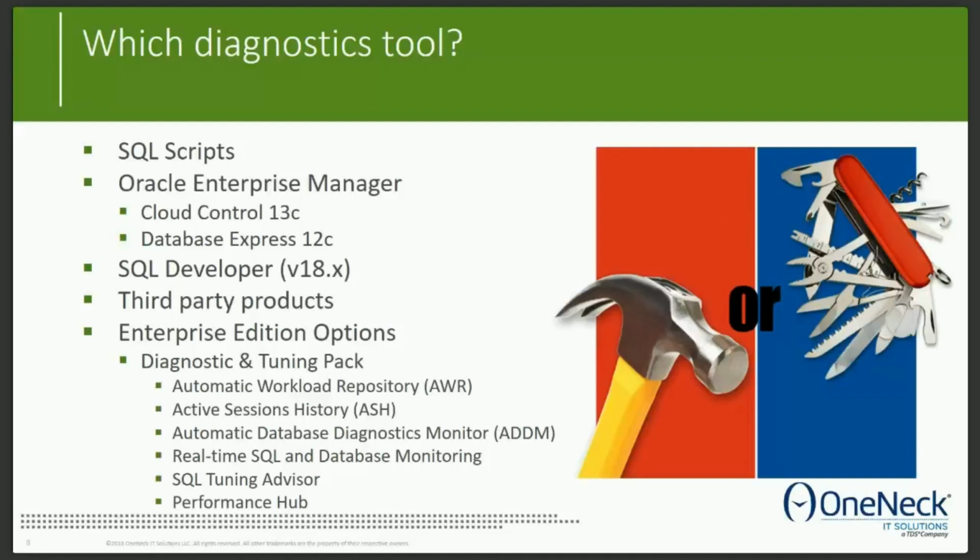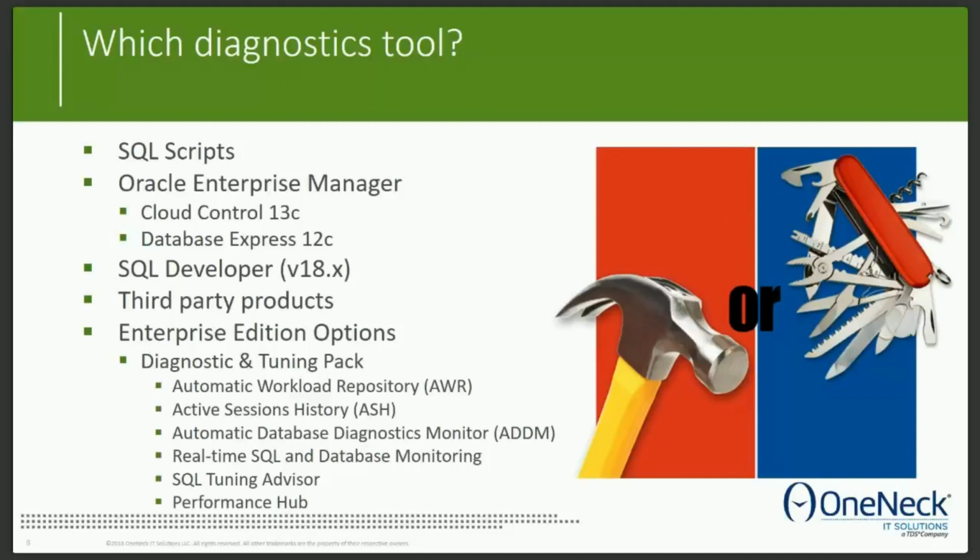Then if you're using Enterprise Edition, and if you're licensed for Diagnostic and Tuning Pack, then that opens up a wide range of troubleshooting options. You have the AWR, the ASH, the ADDM, real-time SQL and real-time database monitoring, SQL Tuning Advisor, Performance Hub. So a lot of options are available when you have the Diagnostic and Tuning Pack available.